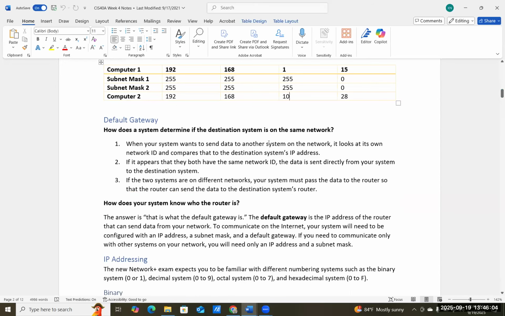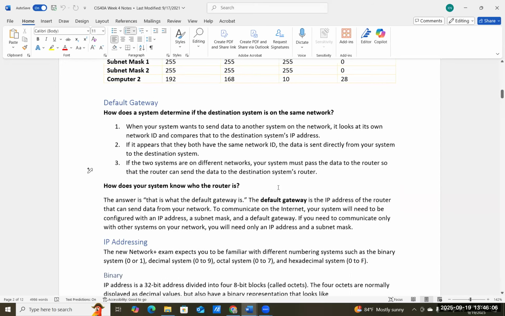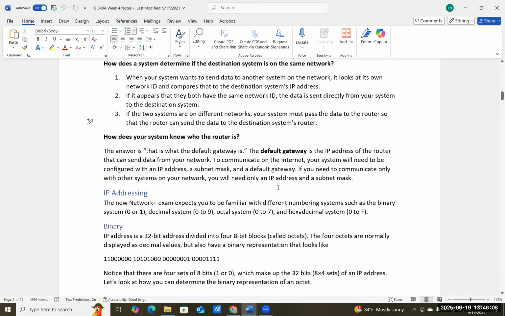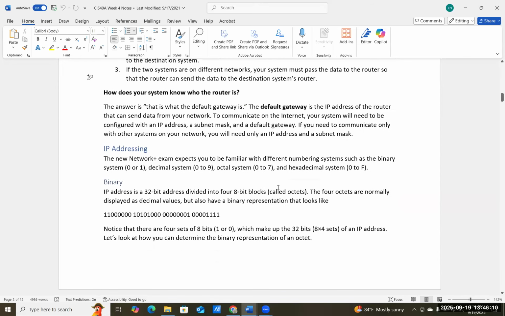Okay, so that gives you a little bit of a breakdown on what I just talked about. Okay, and like I said, right, if the computer looks at that value, this is what it sees, the 0s and 1s. So we're going to do the conversion so you can see what the computer sees, or the switch or the router, what it sees.